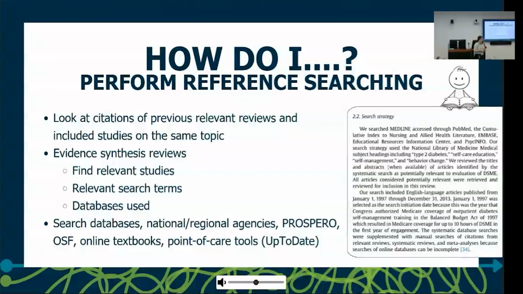So if you're like, I have no idea where to start and you don't want to talk to us librarians, it's another way that you can kind of find some things. You can also find lots of information on where people have published their protocols, like Prospero. You can look at textbooks and see what references they've used, as well as up-to-date. Look at their references and see if anything that they're citing might work for your project. This is all part of reference searching.